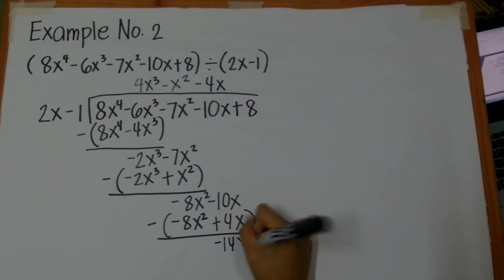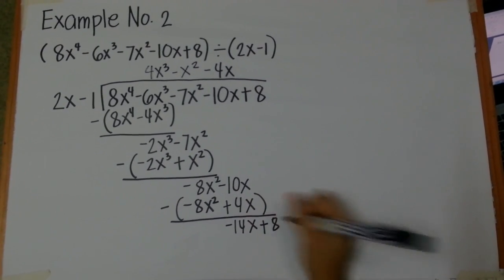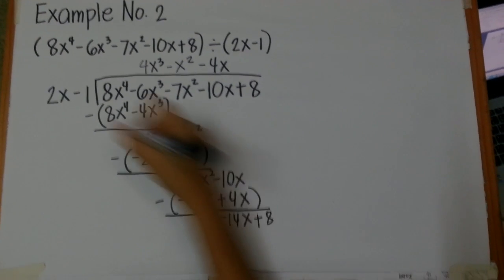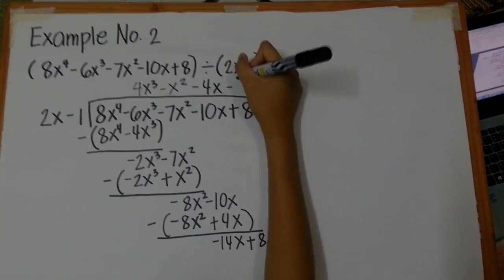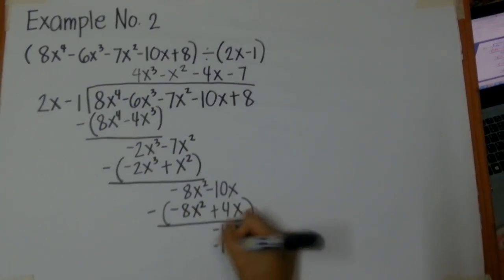Negative 10x minus 4x is equivalent to negative 14x. Bring down 8 and we have a new polynomial. Repeat the first step. What would you multiply with 2x in order to get negative 14x? That would be negative 7. Multiply this with a divisor.